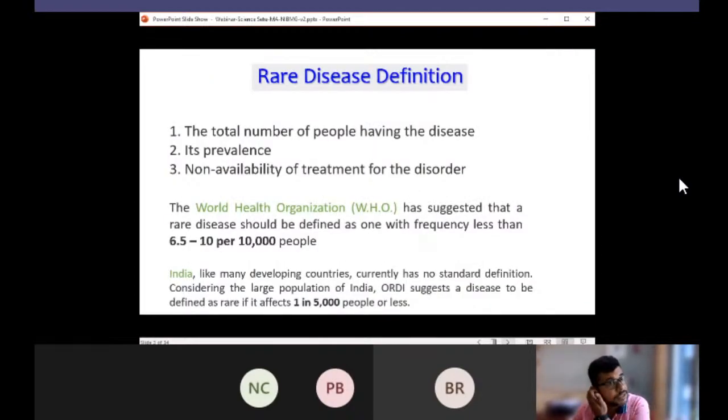If we look at rare disease definition, the total number of people having the disease, its prevalence, non-availability of treatment for the disorder. The World Health Organization has suggested that a rare disease should be defined as one with frequency less than 6.5 to 10 per 10,000 people. India, like many developing countries, currently has no standard definition. Considering the large population of India, Organization for Rare Disease suggests the disease to be defined as rare if it affects 1 in 5,000 people or less.